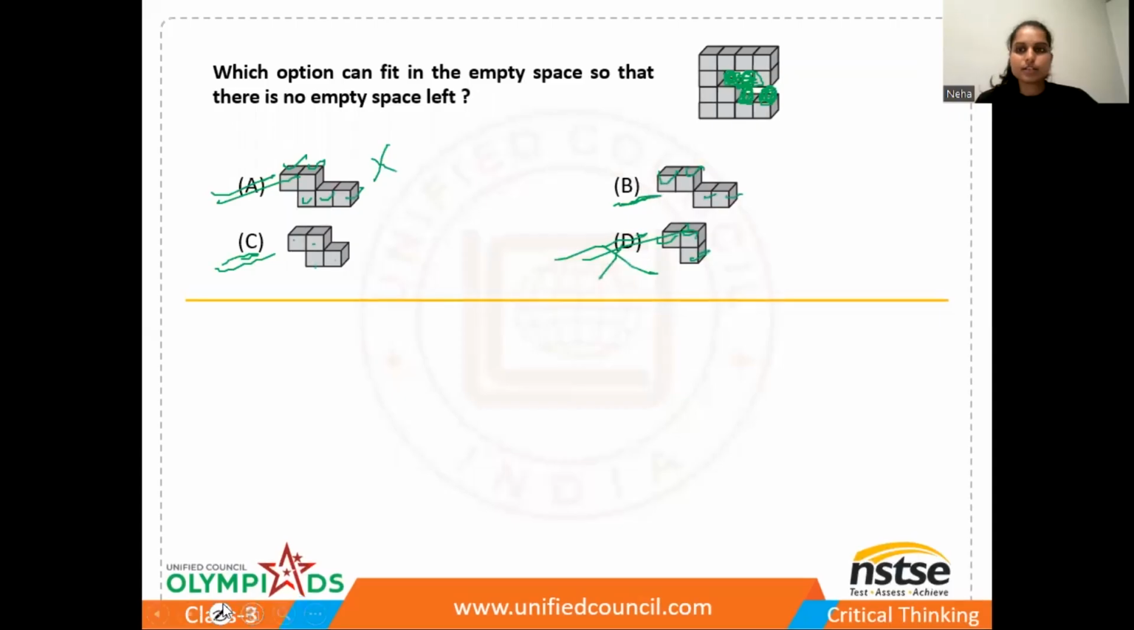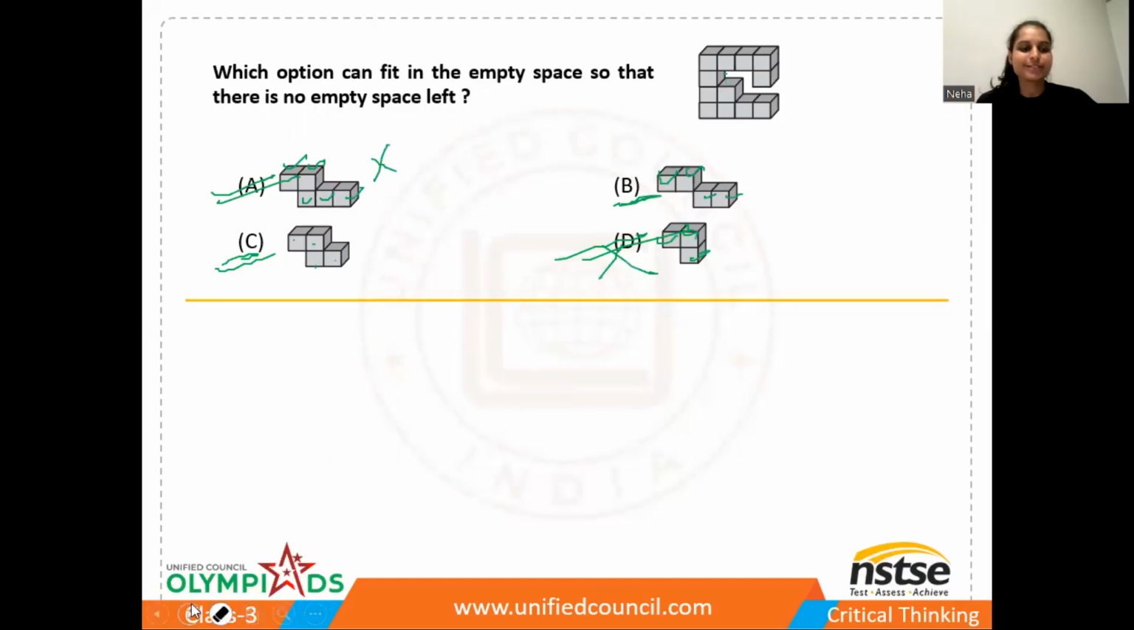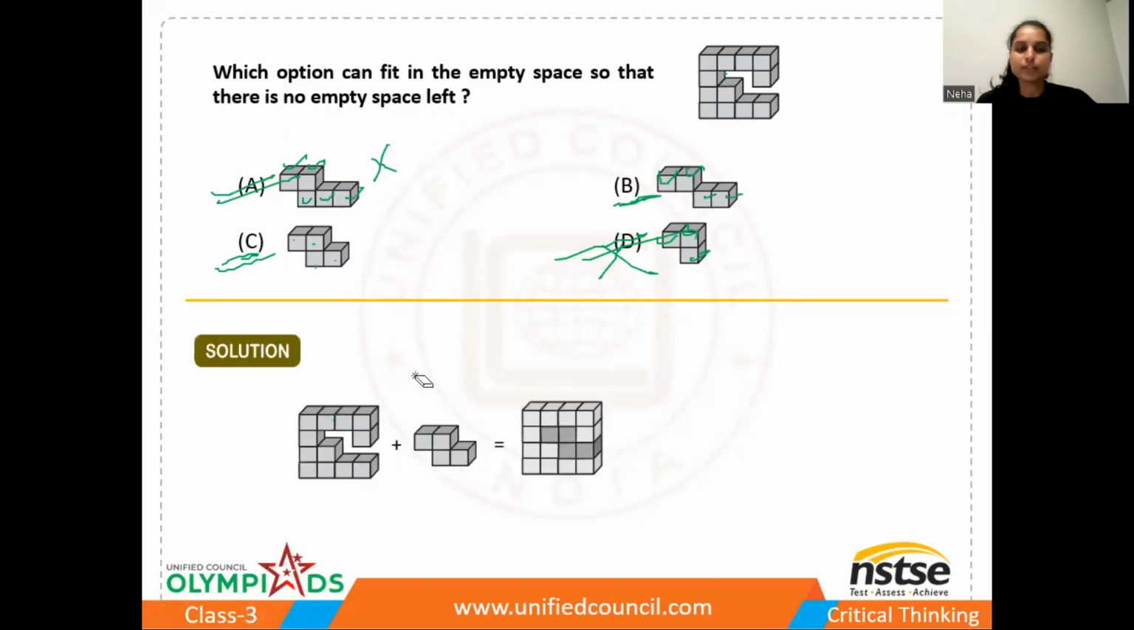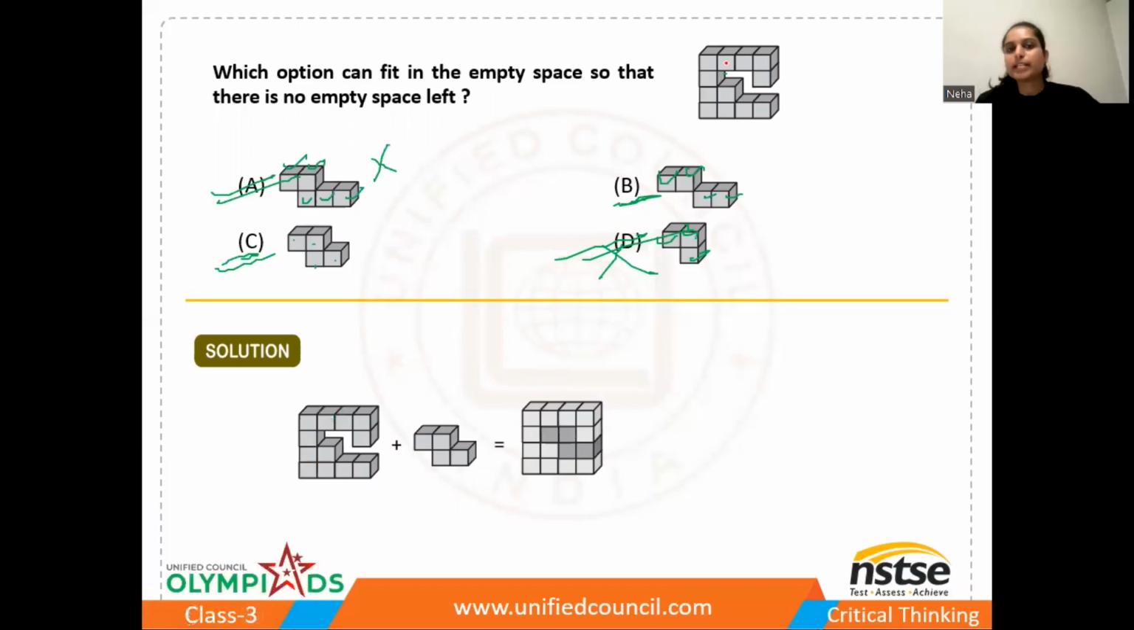All right. So now I have 2 options with me. Which one is correct? Let me show you this, my dear students. In this one, as you can see, here I need 1 block in the top part. Some image I can see like this. Here I need the second block in the last part. And in this vertical part I need 2 blocks.